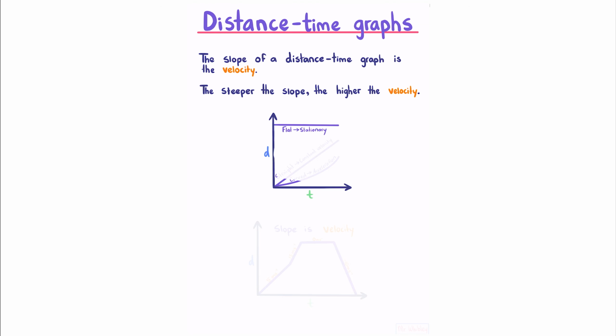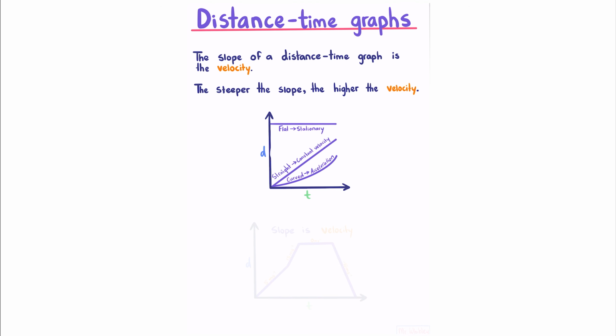If we have a straight line, that means that our slope is constant, and therefore our velocity is constant. However, if the line is curved, that means that the slope is changing, which means that the velocity is changing, and so we have acceleration. In this case, the slope is increasing, indicating an increasing velocity, which we would call positive acceleration, whereas if we had a line more like this, our slope is decreasing, and therefore we would have deceleration.